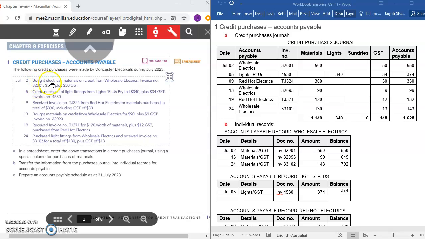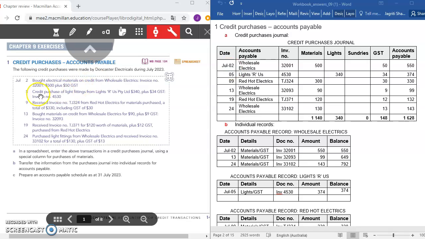So the first one is bought electrical materials on credit from Wholesale Electrics, invoice number 32001, $500 plus $50 GST. Okay, so Wholesale Electrics, so that's the name of the business. Invoice number 32001, materials for $500. Okay, so bought electrical materials, so that's where you find that it is materials. Materials for $500 plus $50 GST, and then the total amount accounts payable is $550 to Wholesale Electrics.